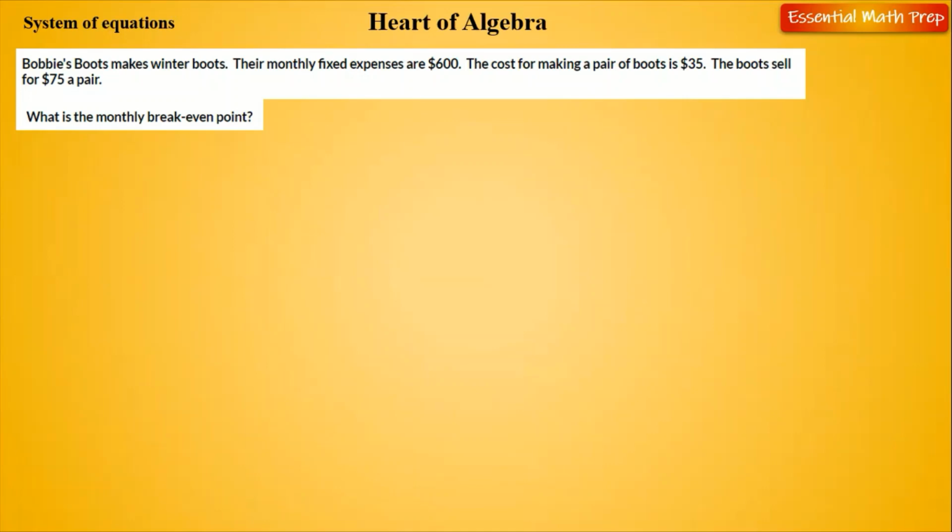Bobby's Boots make winter boots. Their monthly expenses are $600. The cost of making a pair is $35. The boot sells for $75. What is the monthly break-even point?